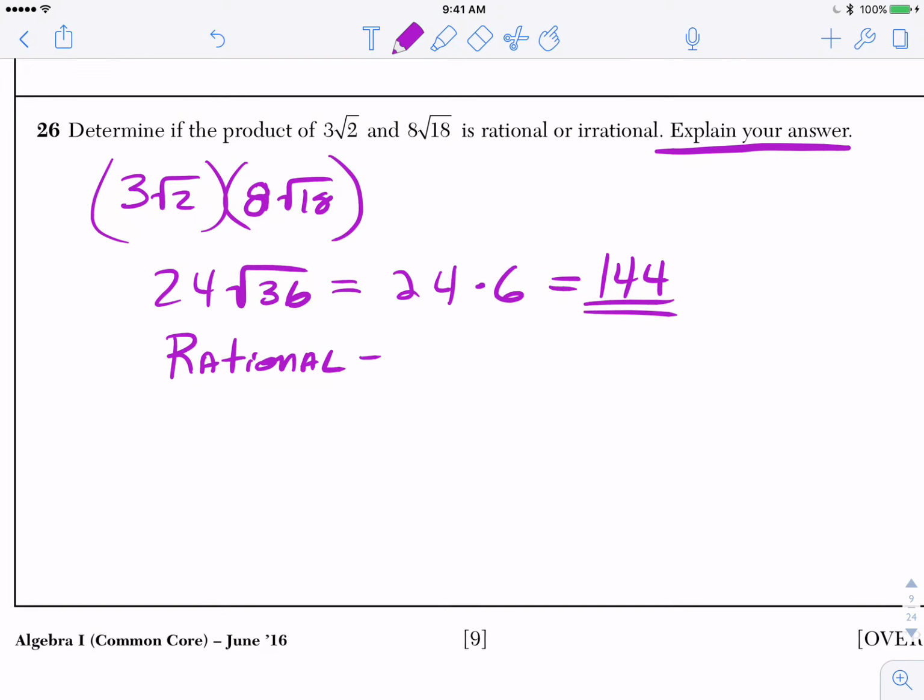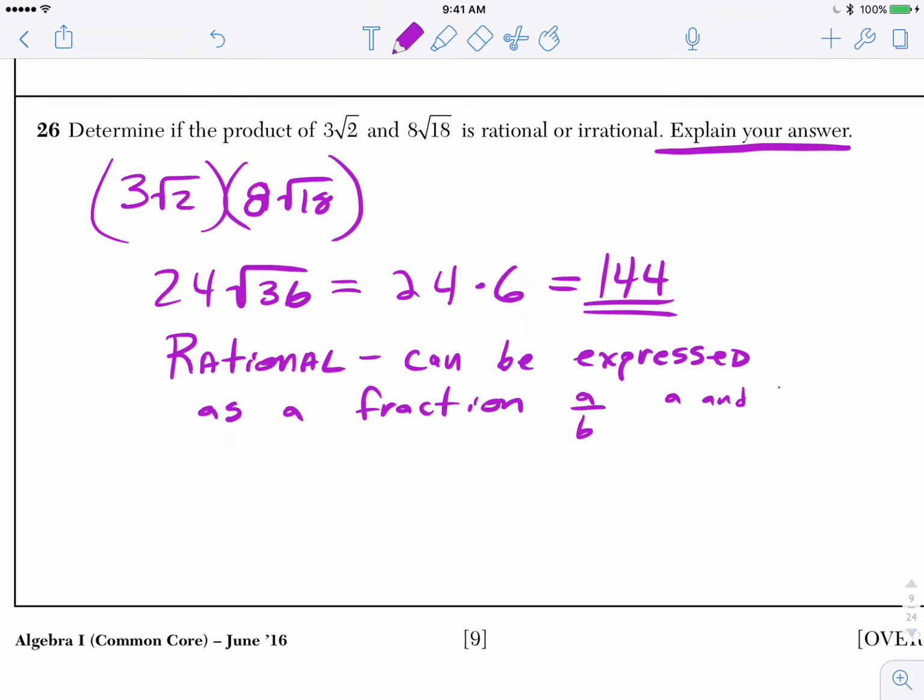We can say 144 can be expressed as a fraction. That's the definition of what a rational number is. Can be expressed as a fraction, a over b, where a and b are both integers. That definition can be a little confusing because then people say, oh, radical 2 is rational because radical 2 over 1 is a fraction. So they have to be whole numbers here. We could write 144 as 144 over 1.